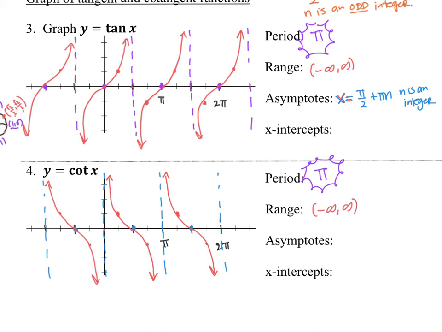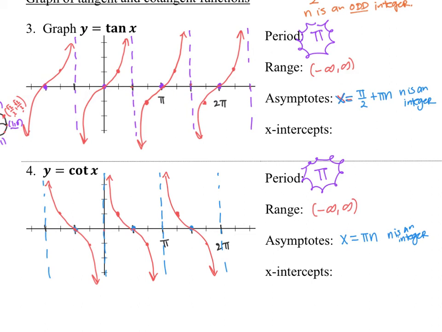Now I'm going to look at cotangent. The asymptotes are at 0, pi, 2 pi, etc. So it's a vertical asymptote. It has to be x equals pi n, n is an integer. And if you just write x equals n pi, I will assume that n is an integer. So that's okay with me.